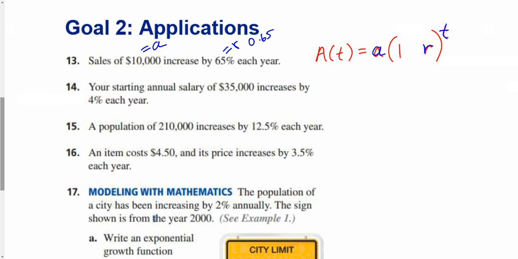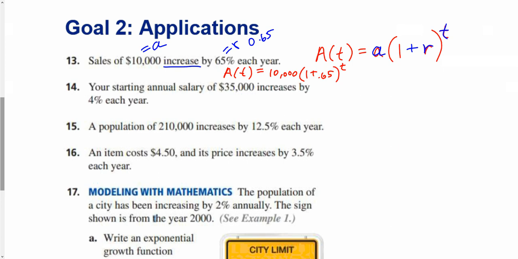Yeah, keyword, increase. If it's an increase, it's going to be plus. So I'm going to show you the difference between a model and actually solving it. So watch this. On number 13, we're going to create a model. Here's what the model would say. A of t equals 10,000 times (1 plus 0.65) to the t.